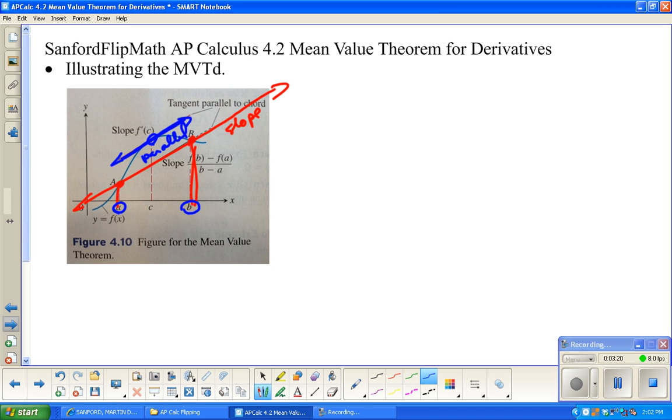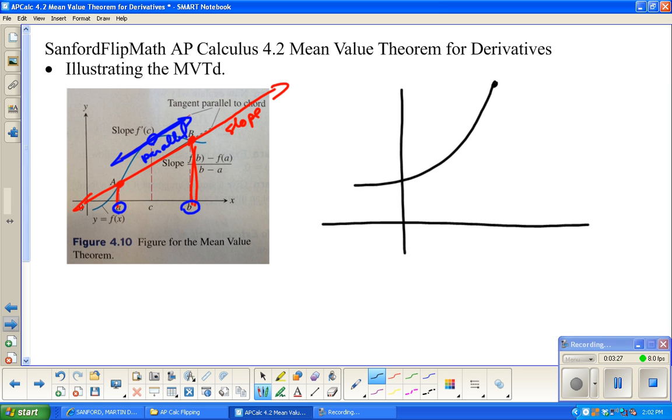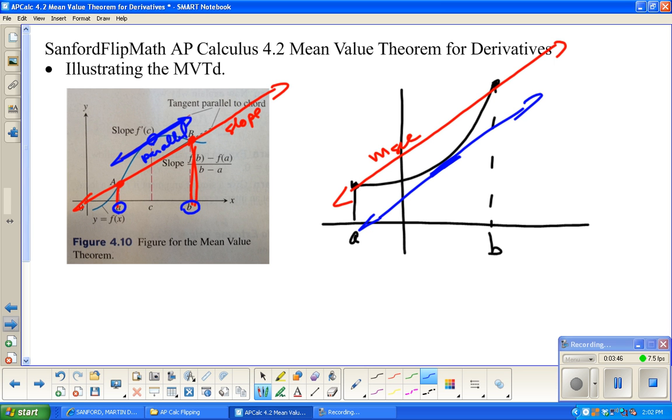Okay, so that's what it means, and this could be illustrated basically the same way, but there are lots of ways to do it. It doesn't have to look exactly like that. There's some spot on here where, if I find the slope of the secant line, and then I look for the spot where the tangent line is going to be parallel to it, those two slopes are equal.